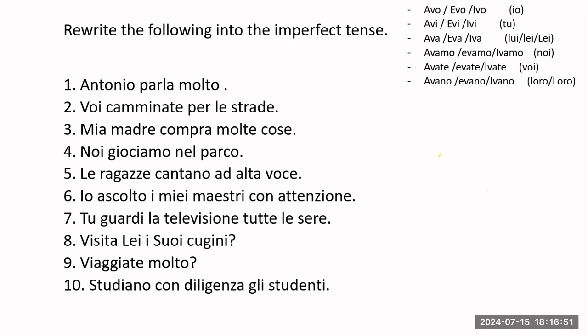Visita lei i suoi cugini. Eileen? Visitava lei i suoi cugini? Good. Excellent. You're using the polite form. You see the lei is in capital. So you're speaking to the tu, but it's in the polite. So therefore you're conjugating to the lei. Well done. Viaggiate molto, Mary Beth. Viaggiavate molto? Good.